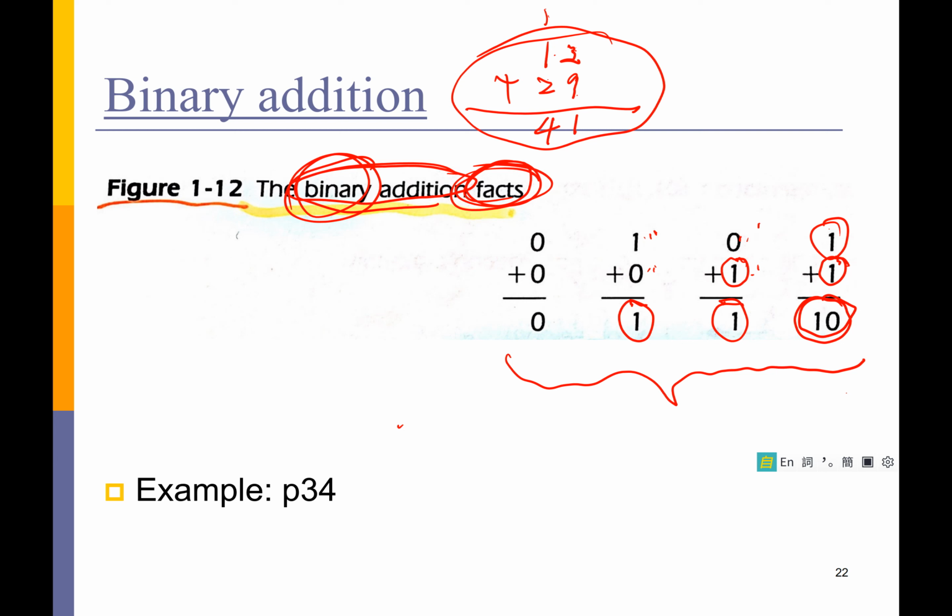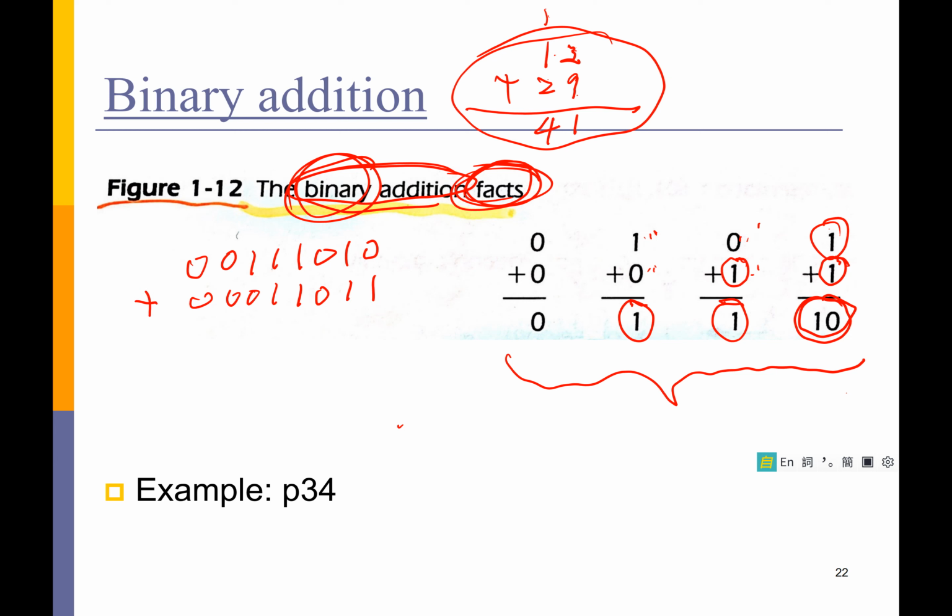Now, in this PDF file, there's an example on page 34. Let's take a look at page 34. We have 2 sequences of binary digits: 0, 0, 1, 1, 1, 0, 1, 0. And the other sequence is 0, 0, 0, 1, 1, 0, 1, 1.